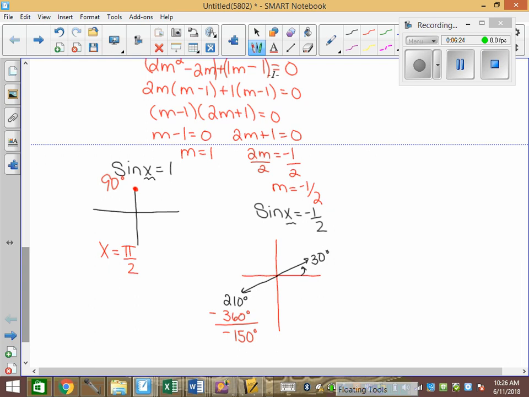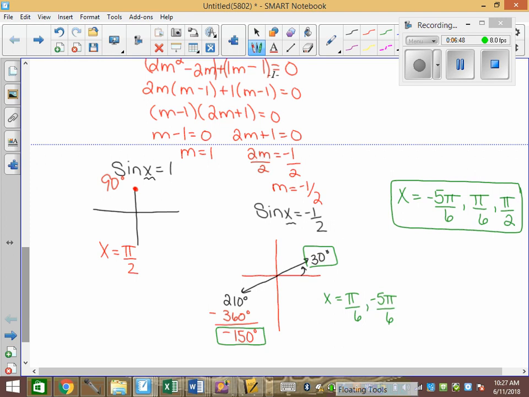We agree? So our two answers that are inside the domain is negative 150 and 30, which is actually x equals pi over 6 and negative 5 pi over 6. So the answer to this is x equals negative 5 pi over 6, pi over 6, and pi over 2.